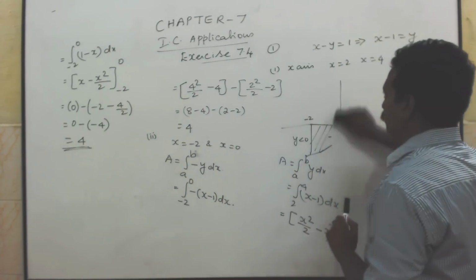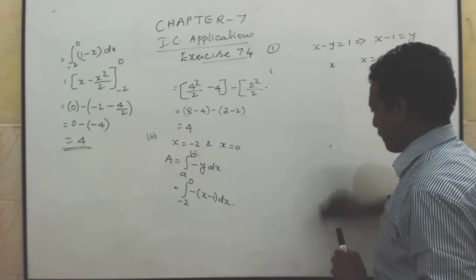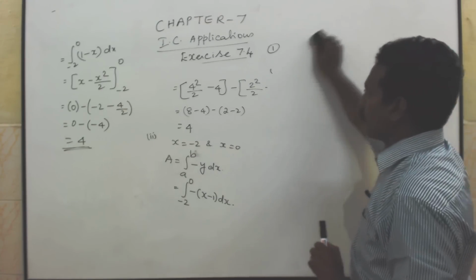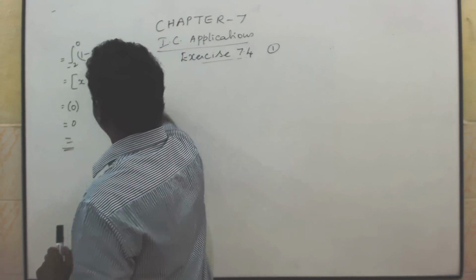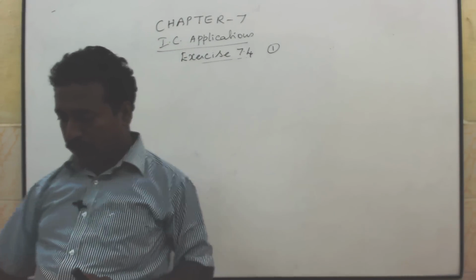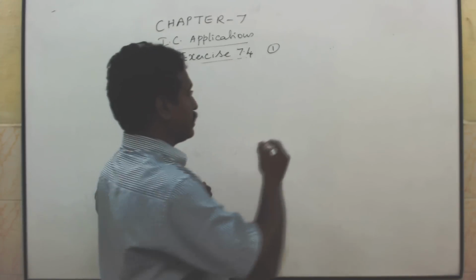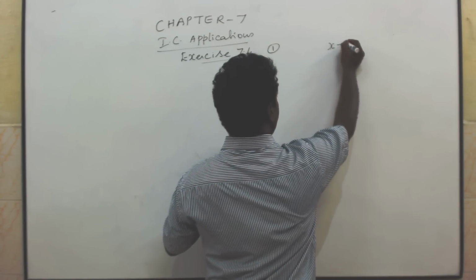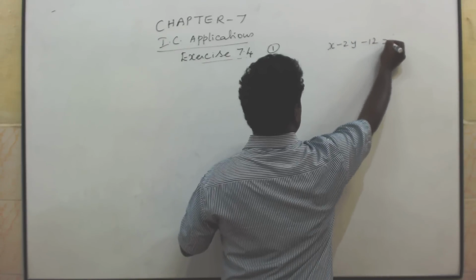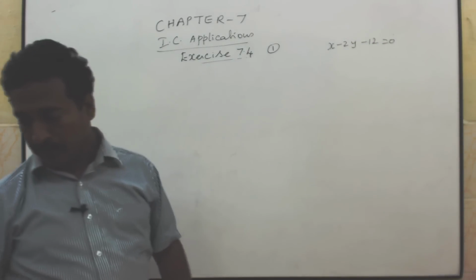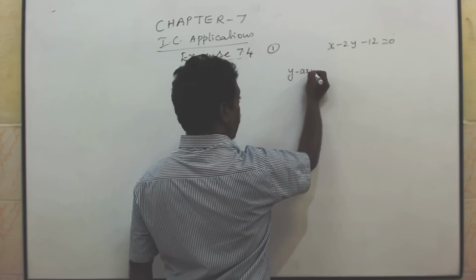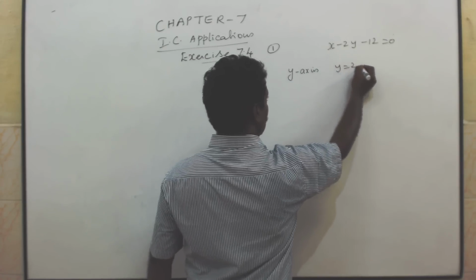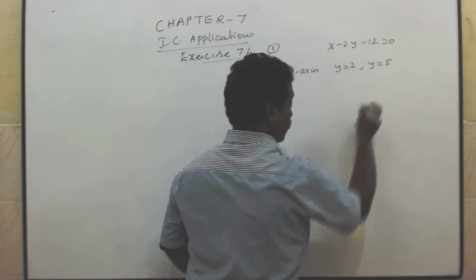Sum number 2. Look at what they have given. x minus 2y minus 12 equal to 0. Y axis. Underline the word y axis. y equal to 2, y equal to 5.